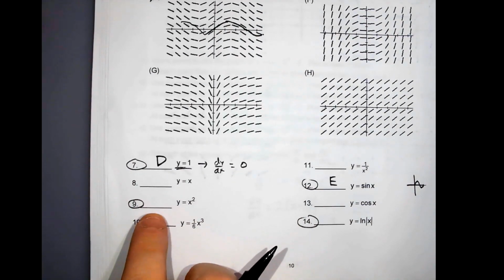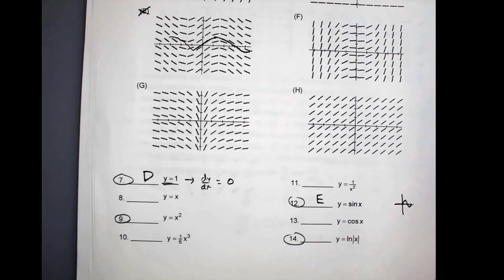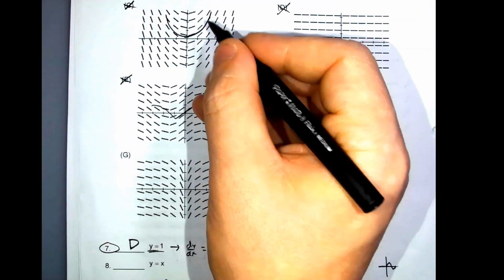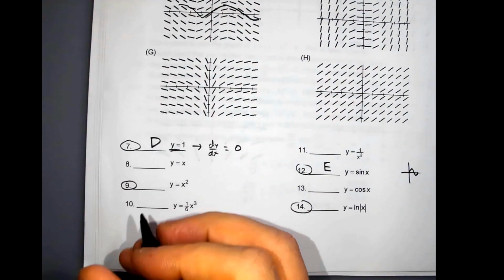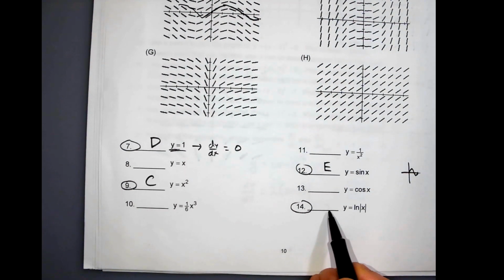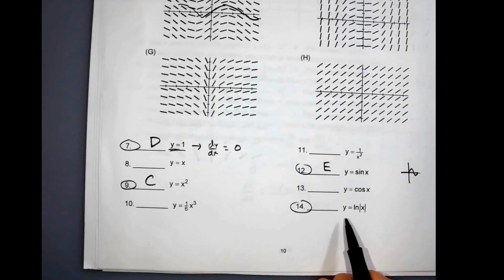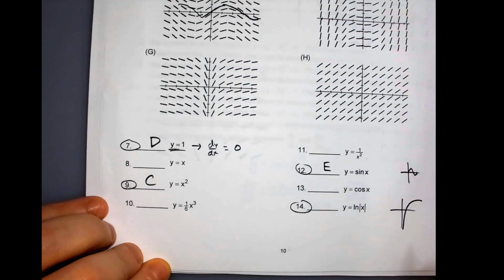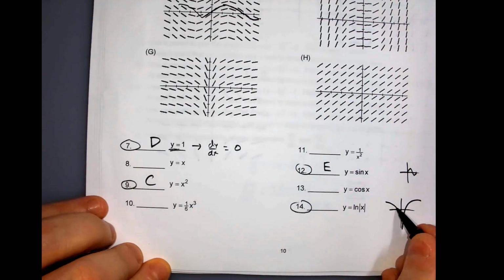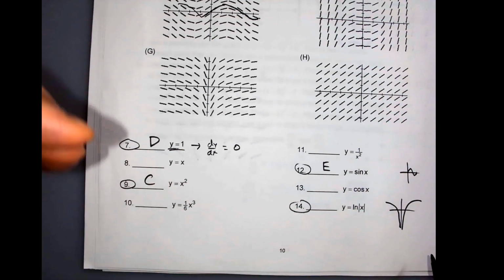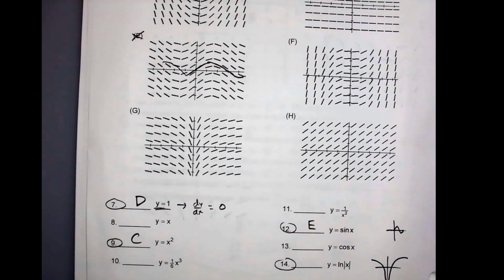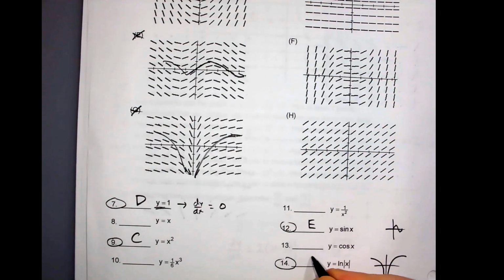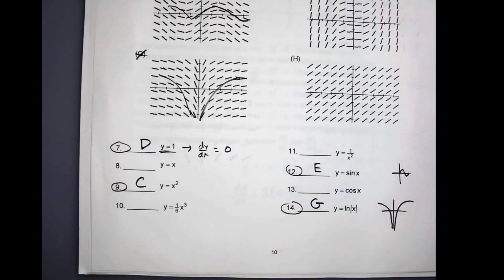For 9, y equals x squared, we want the parabola shape. So that's definitely going to be C here. C is where we see the parabola shape. So y equals x squared would be filled in with C. And then finally, 14 is asking for the ln of an absolute value. So remember, ln of x looks like this. So the ln of the absolute value of x is going to give it the symmetry over the y-axis. And that looks like it is there in graph G, right? Graph G is the one that's indicating there. And so that would be the answer to 14.